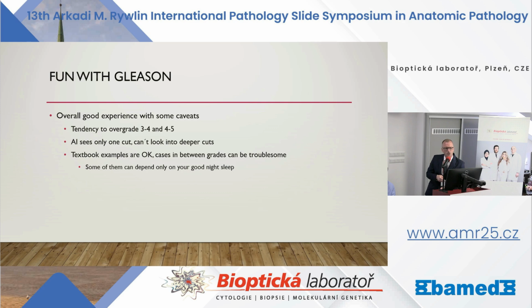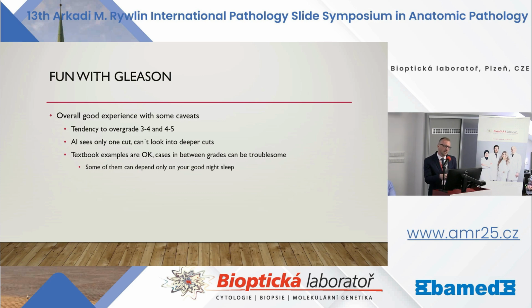It's going to get even better with some new versions, but still the AI has a tendency to overgrade, mostly 3 to 4, 4 to 5, but sometimes it can even grade 3 to 5, because the AI doesn't look at the picture as a human. We look at the structures, we see some poorly differentiated glands, some nice grade 3 glands, single cells and so on, but we can imagine what comes next.